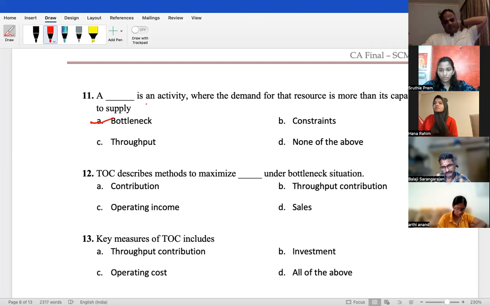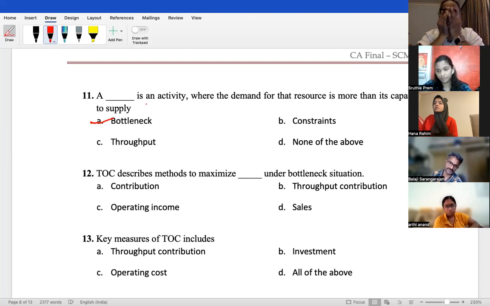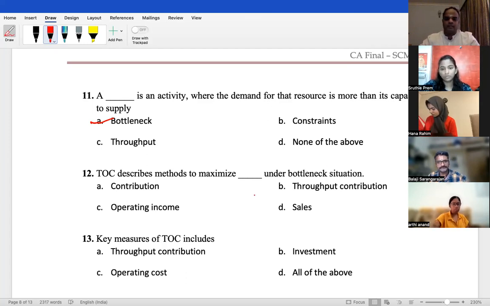The three key measures of TOC are throughput contribution, operating cost, and investment. Our objective is minimization of what and what? Minimizing investment and operating cost, and the maximization of throughput contribution. Therefore, maximize the throughput contribution under the bottleneck situation. Am I right?